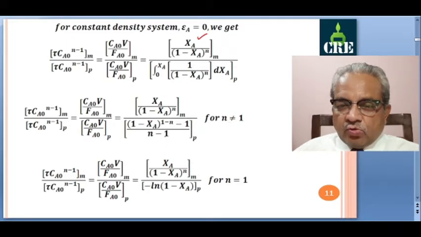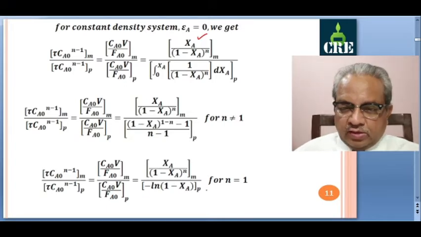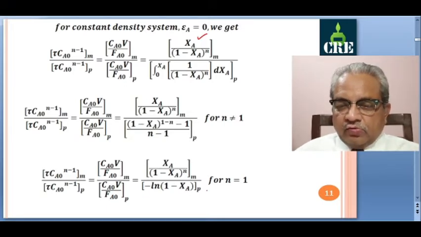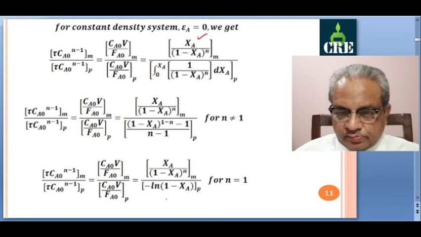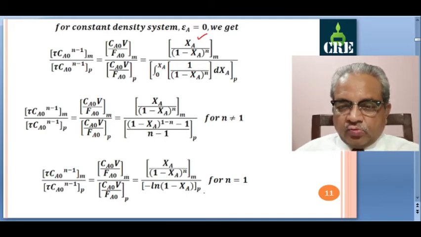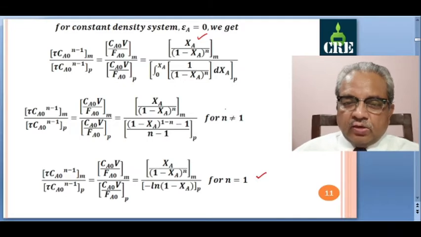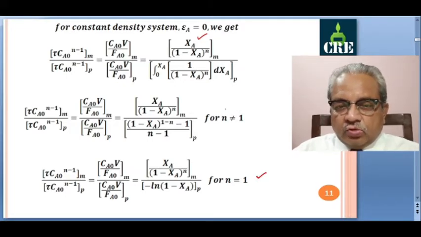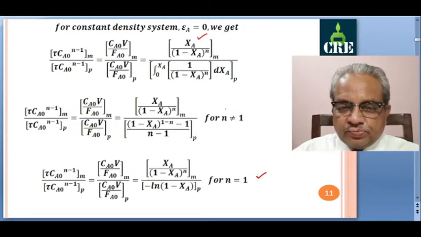When n is equal to 1, it is simple first order, and the numerator remains as it is, and in the denominator, the integral of 1 upon (1 minus Xa) is minus ln of (1 minus Xa). This is the general first order integration for a plug flow reactor. So this is for n equal to 1 and this is for n not equal to 1. So what is the use of these ratios?